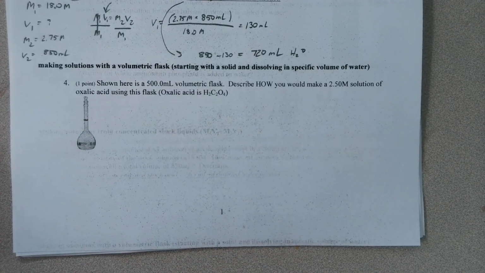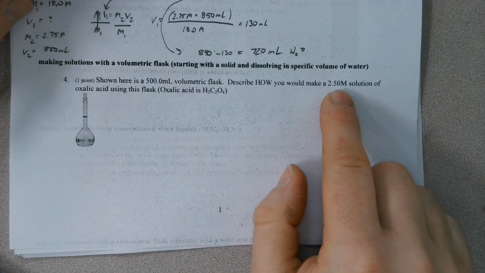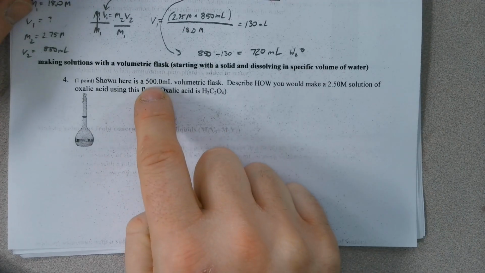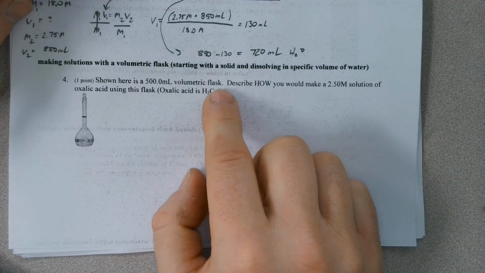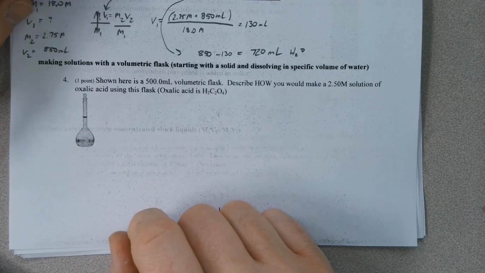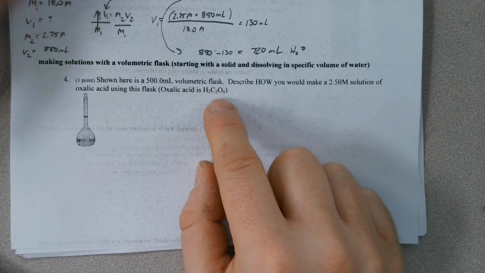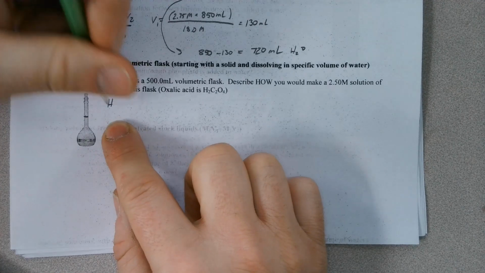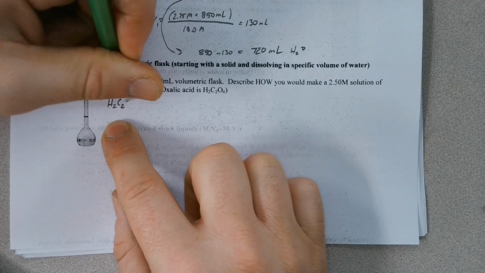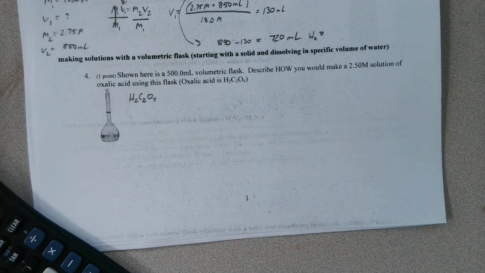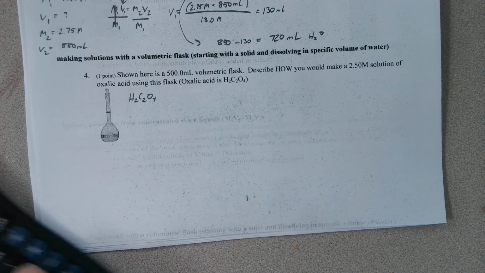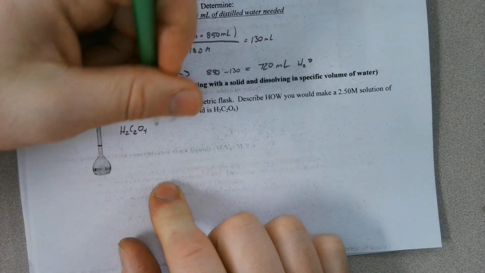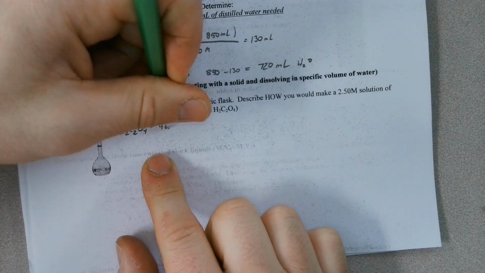So here, I want to figure out how I would make a solution with this molarity at this volume. You're going to need a formula here because we need grams to add. So I need to find grams. So oxalic acid's formula is shown here, H2C2O4. Now, you guys should know how to take a molar mass, so I'm not going to show you how to do that. The molar mass of oxalic acid is about 90.3 grams per mole.